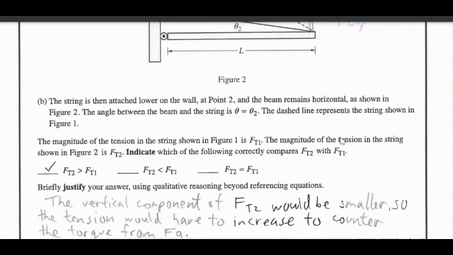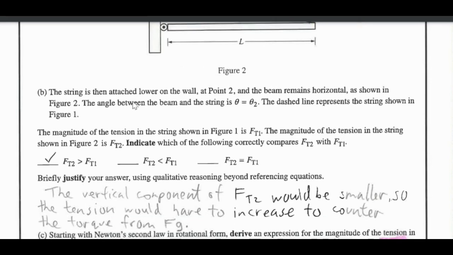So it says we're looking at the string attached lower on the wall at point 2. The beam remains horizontal as shown in figure 2. The angle between the beam and the string is theta equals theta 2. The dashed line represents the string shown in figure 1. The magnitude of the tension in the string shown in figure 1 is Ft1. The magnitude of the tension in the string shown in figure 2 is Ft2. Indicate which of the following correctly compares Ft2 and Ft1.